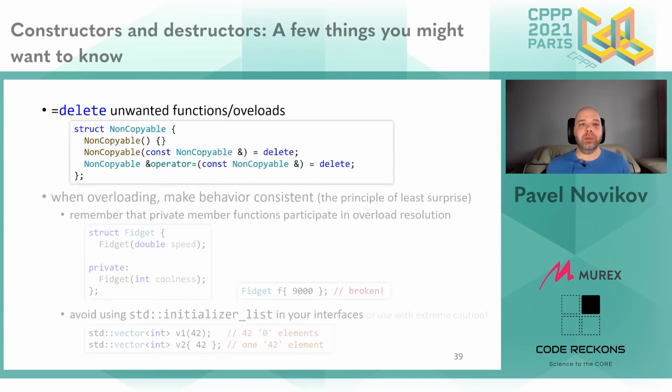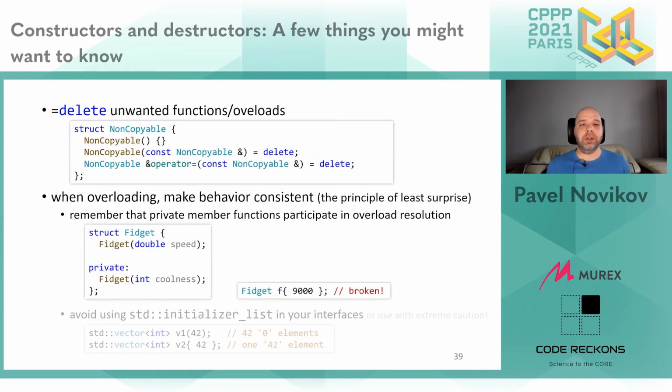And yeah, let's recap a little bit. So delete unwanted functions or overloads of your overload set. So for non-copyable, for example, it is sufficient to just delete copy operations and have default constructor defined because we want to conveniently inherit from it and we want to be able to construct it by default.